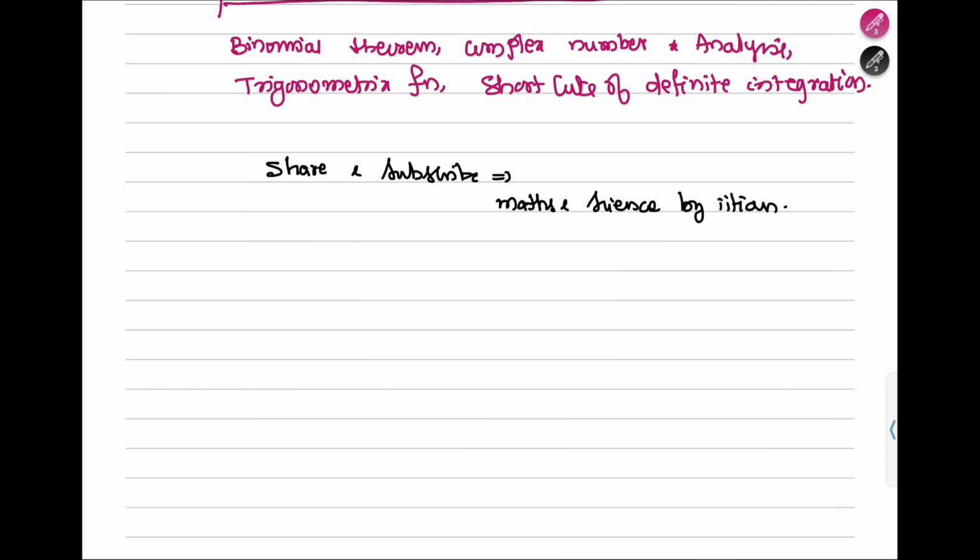Learn it slow, learn it perfectly, learn the concepts clearly so that you can apply them fast in the examination. While learning, don't jump at a faster pace. You try to learn the concepts clearly with patience.